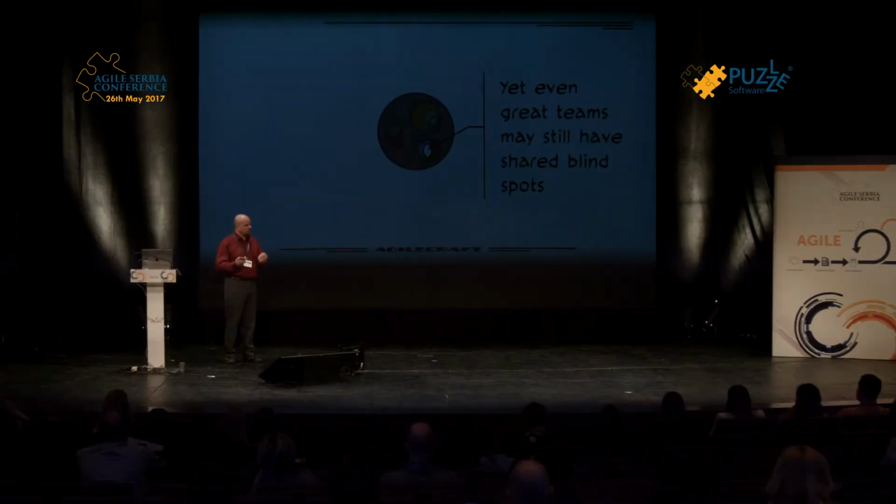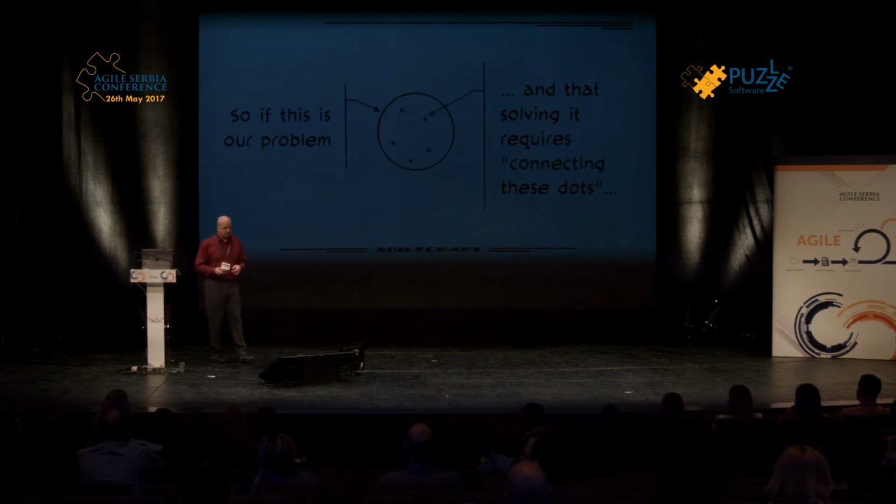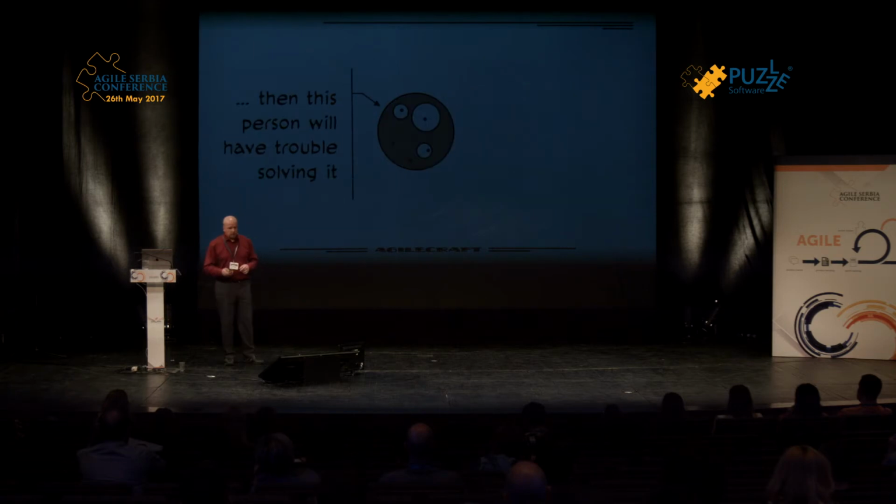We think, even though there might be a major hole in the way we think, but as long as it matches our perceptions and our ways of thinking, we think like we solved the problem. Only when somebody else comes and points out that there's a blind spot, only then we can possibly see it. Sometimes we deny its existence. So if this is our problem, the circle, and solving the problem requires that we connect the dots, this problem will have a lot of trouble solving it.